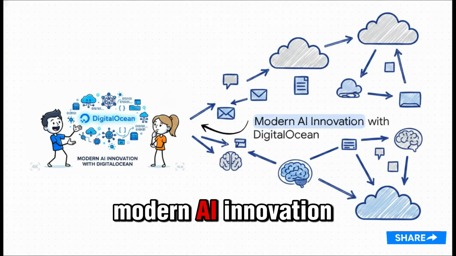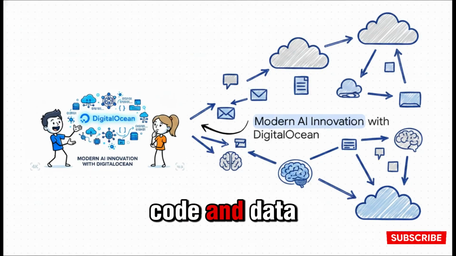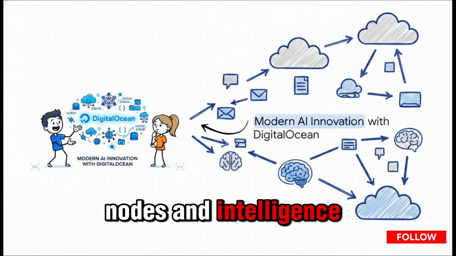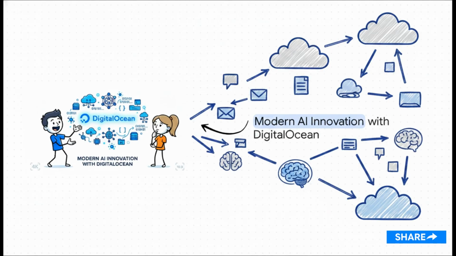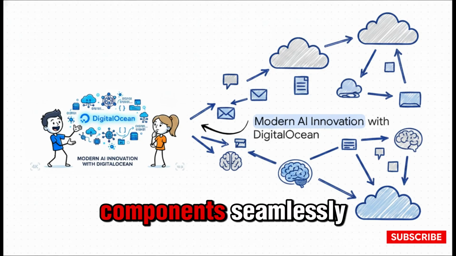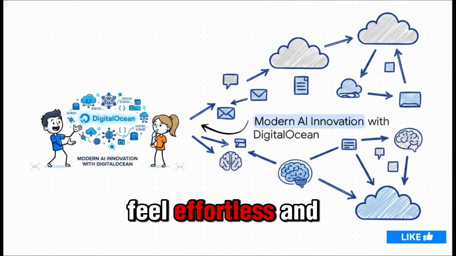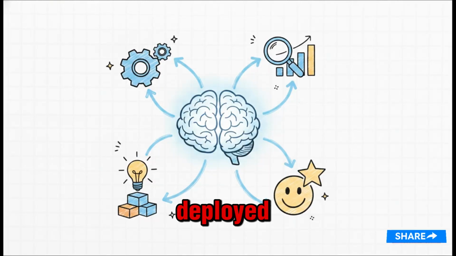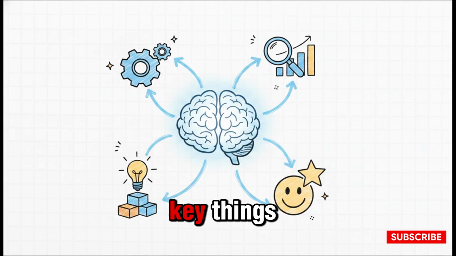Okay, moving right along to Step 2, Deploying AI Models. You see, modern AI innovation is basically taking a massive, tangled web of code and data, all those interconnected nodes and intelligence models, and organizing them into one accessible platform. DigitalOcean gives you the powerful tools you need to manage these deployed AI components seamlessly, which makes executing your team's vision feel effortless.